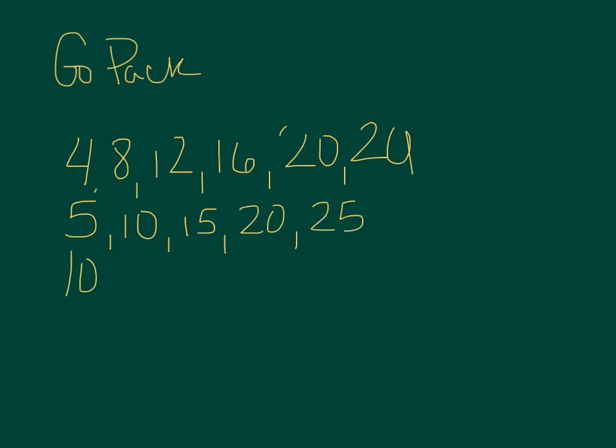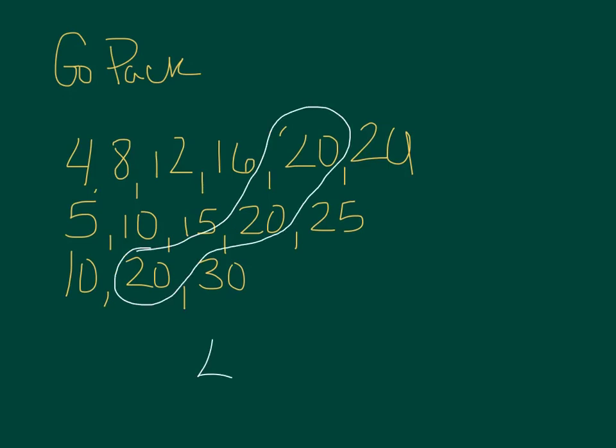Now again, I can keep going, but I'm going to just stop at that and now go to 10s, 20, 30. Now if I stop and analyze this, I can actually determine right now that the lowest number that all three of them have is 20. So my least common multiple is 20.